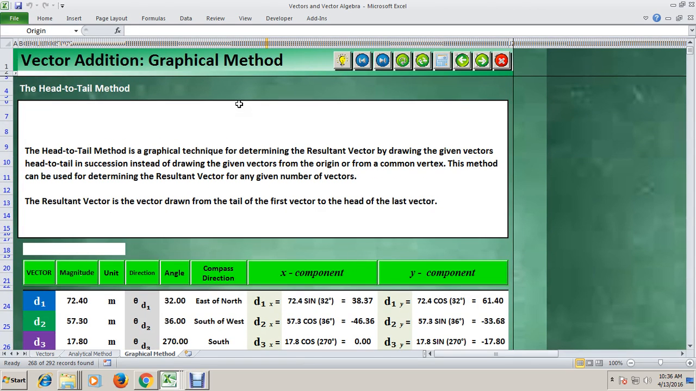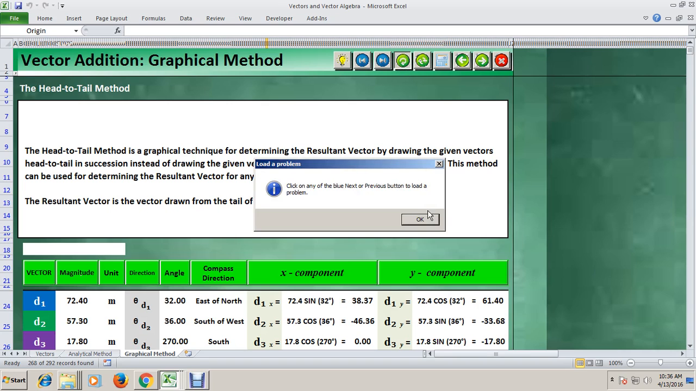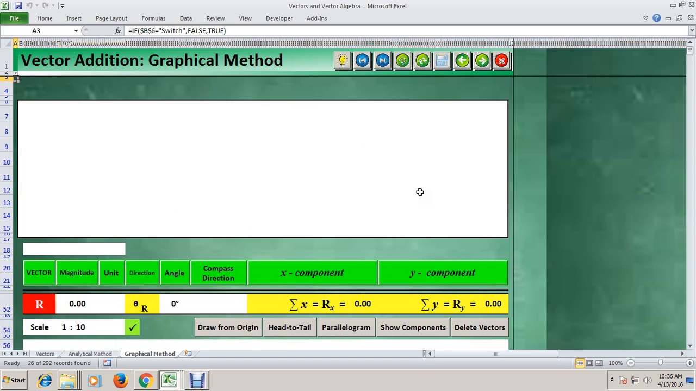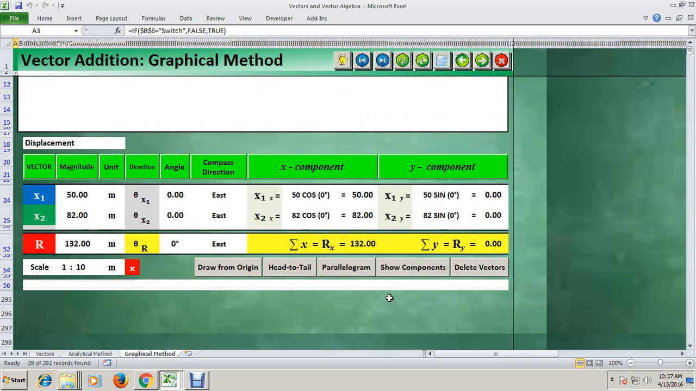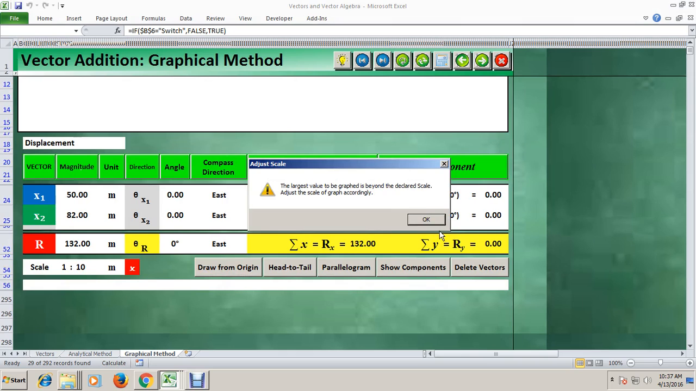Now let's do the corresponding examples that we have previously presented, problem number 1 up to problem number 4. Let's start with problem number 1. Okay, so this is the original set of the vectors. We have assigned the x sub 1 vector, or the first vector, as the blue vector. The second vector would be the green vector. If we draw this from the origin, we will have this diagram.